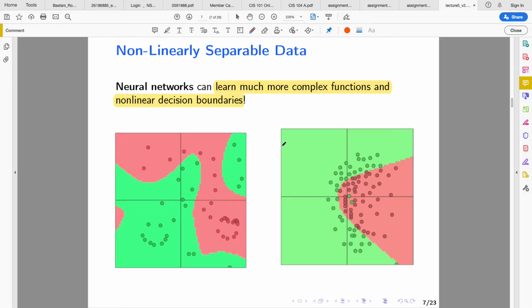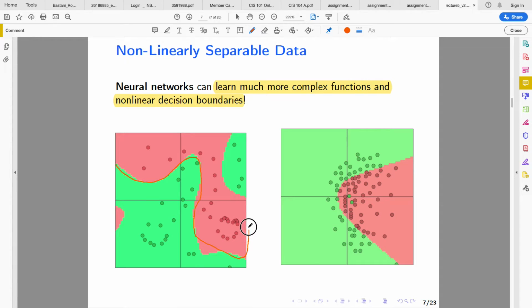How do we now achieve that? Neural networks can learn much more complex functions, which you can also refer to as equations, and non-linear decision boundaries. So we can use neural networks to help us learn the function that will help us separate our data points more correctly. For instance, this is a function that actually separates the red data from the green.